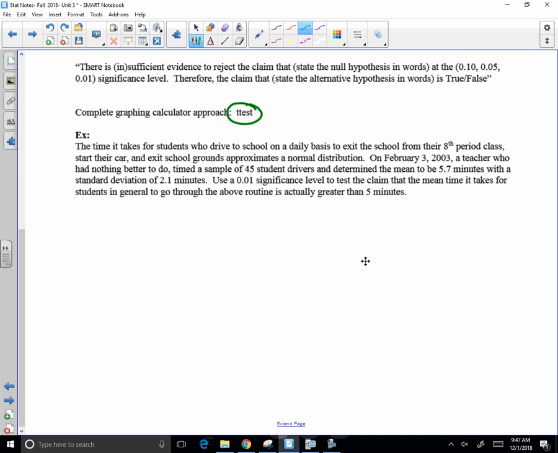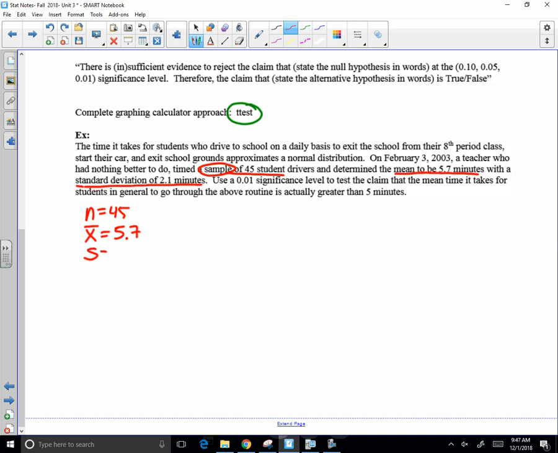The person taking a test would look at this and say, okay, what do I have? I got a sample of 45 student drivers, n equals 45. The mean, 5.7 minutes. But that's a sample mean. So that's going to be x bar is equal to 5.7 minutes, with a standard deviation of 2.1 minutes. So s equals 2.1.